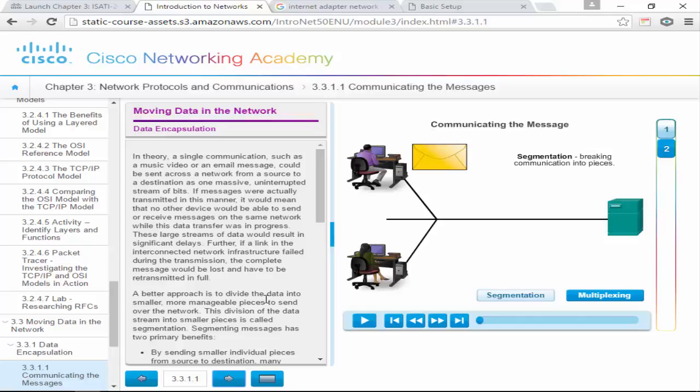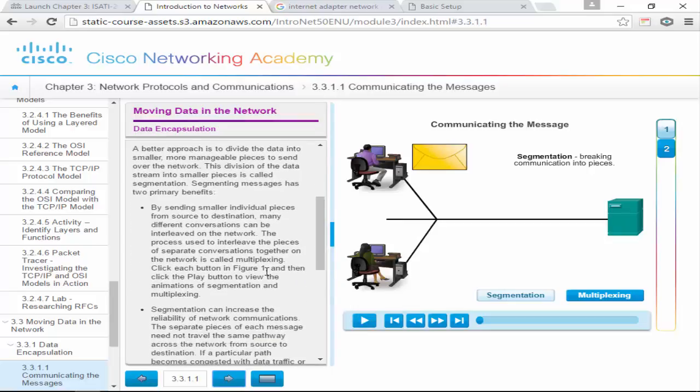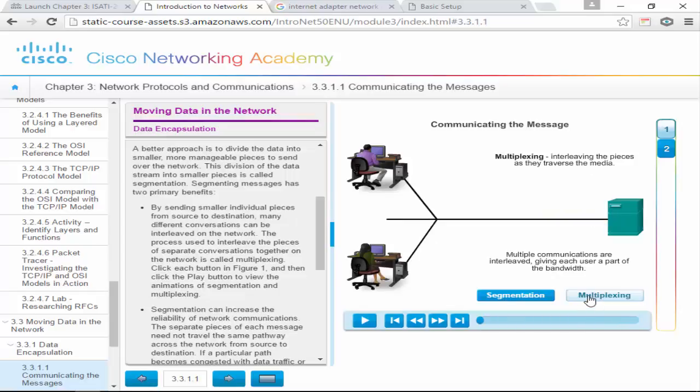Alright, so data encapsulation. So we have segmentation, which is how networking works, right? It sends smaller pieces from the source to the destination, breaks it up into pieces, right? And so we'll just watch the video. Bam, bam. So it could be sent on different sections of the wire. Whereas multiplexing is breaking it up in different timing so that both people can send.